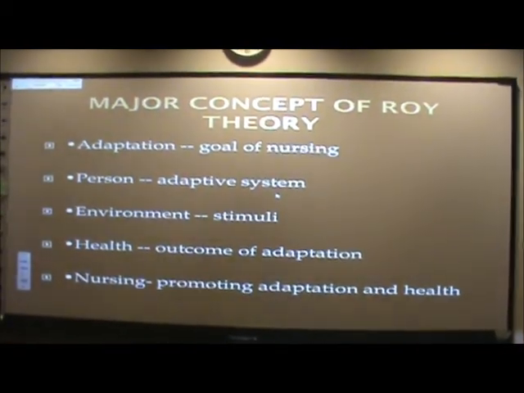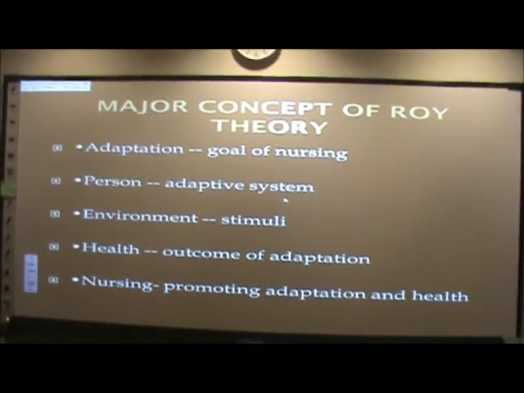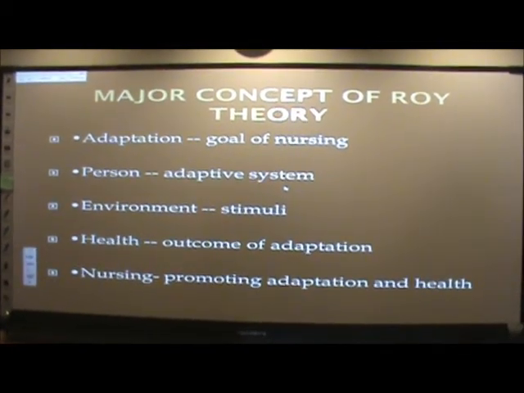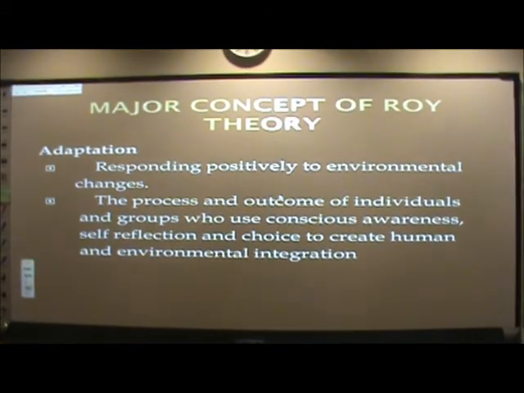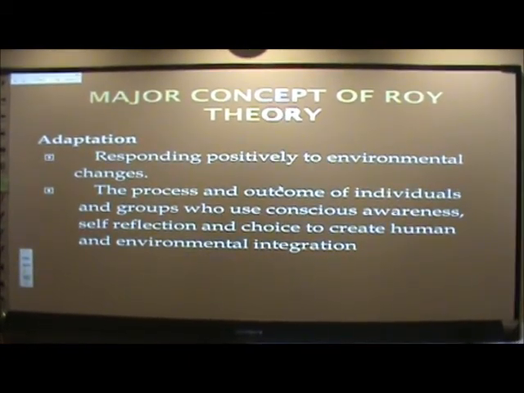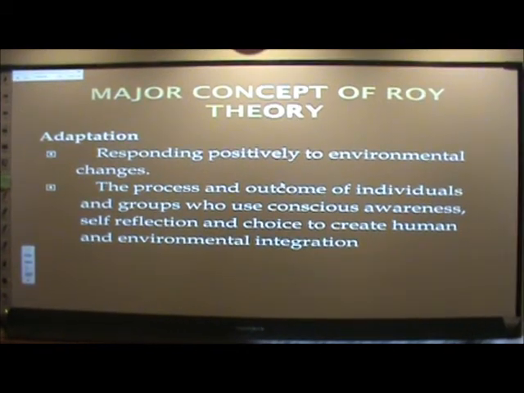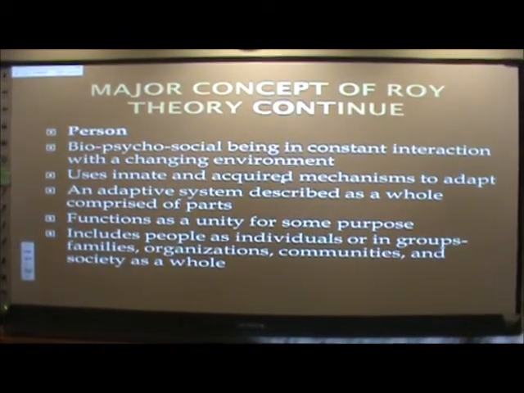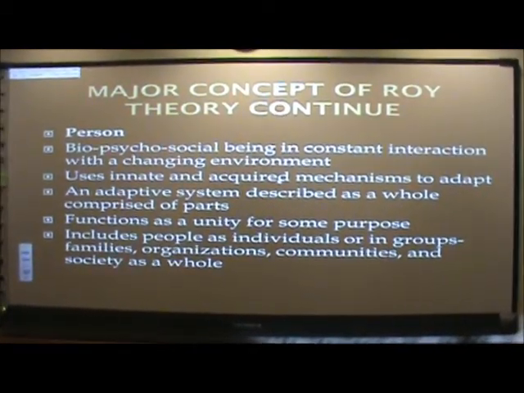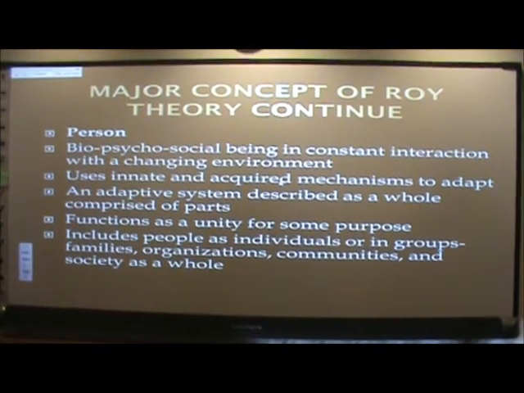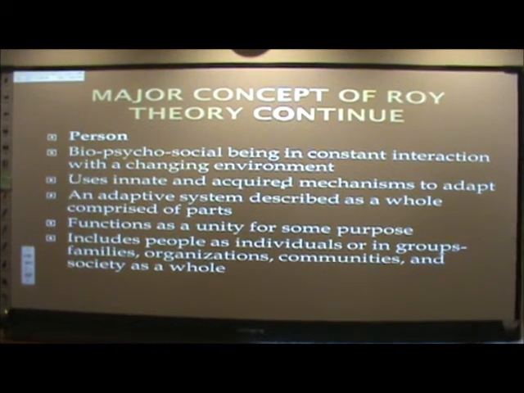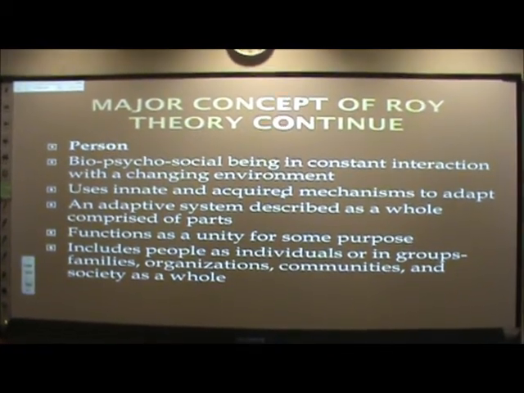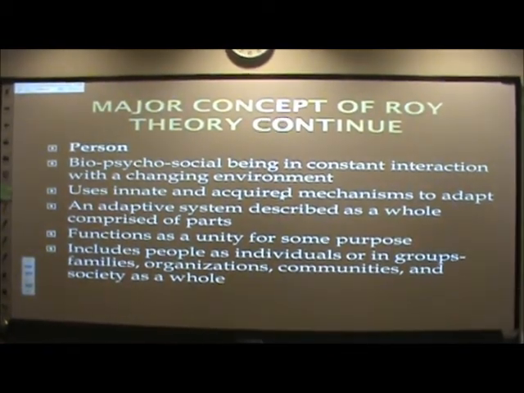The concepts of the Roy theory include adaptation, the person, the environment, the health, and nursing. Adaptation is responding positively to environmental changes. The person has to do with being in constant interaction with a changing environment, and uses innate and acquired mechanisms to adapt. An adaptive system is described as a whole comprised of parts.